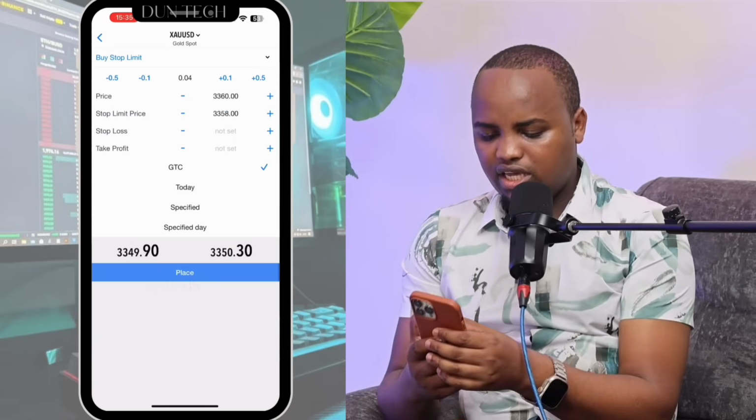This again has an expiry, because you can see an expiry, today specified. Then you can even put the date. This is so amazing, and it applies the same as the sell stop limit. I want you to practice this with your phone and see how amazing it is, so you can utilize different strategies.